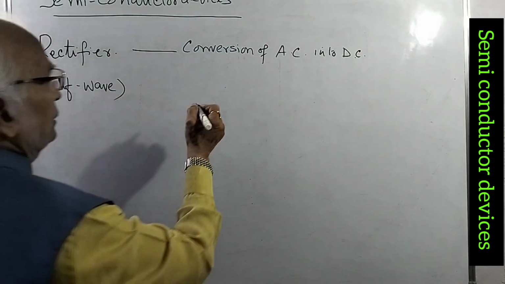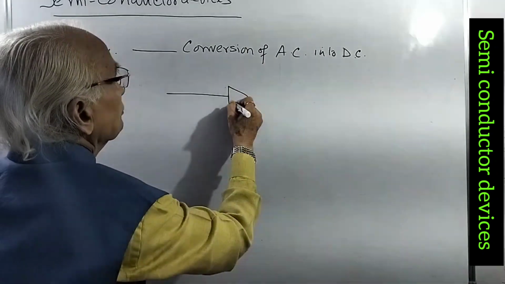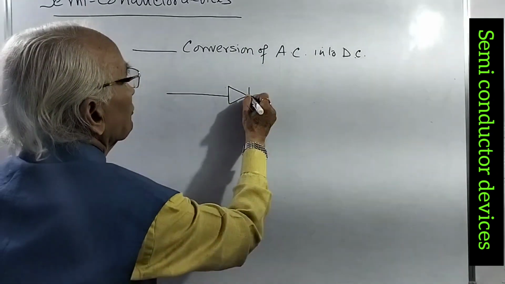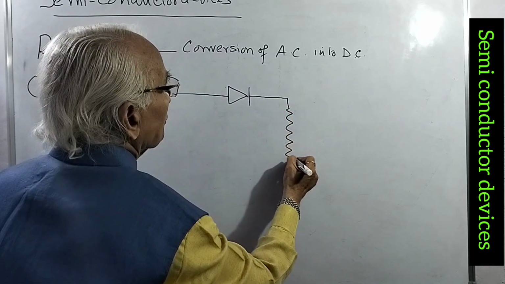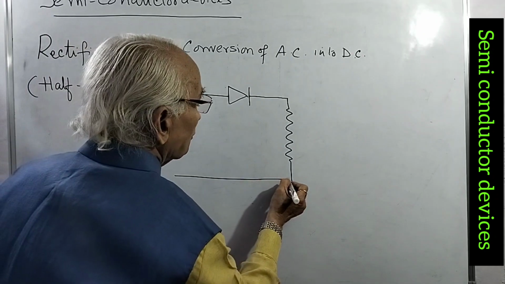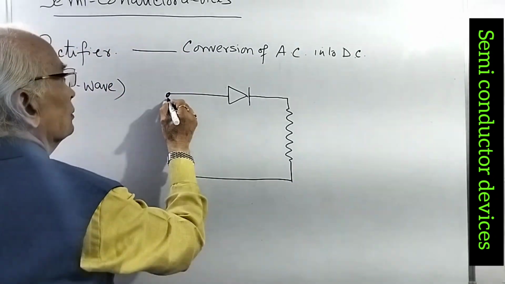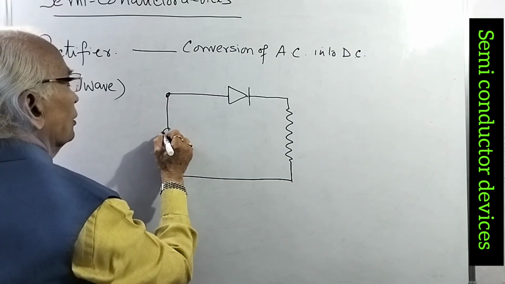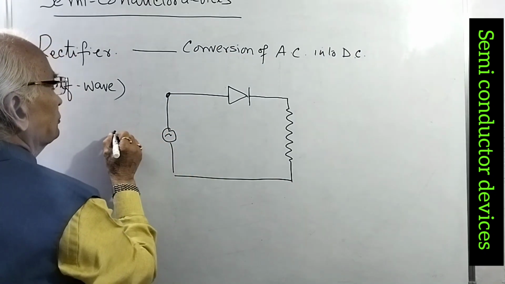I connect now a PN junction diode. Just very simple. Here, a battery or a transformer. This is a transformer.